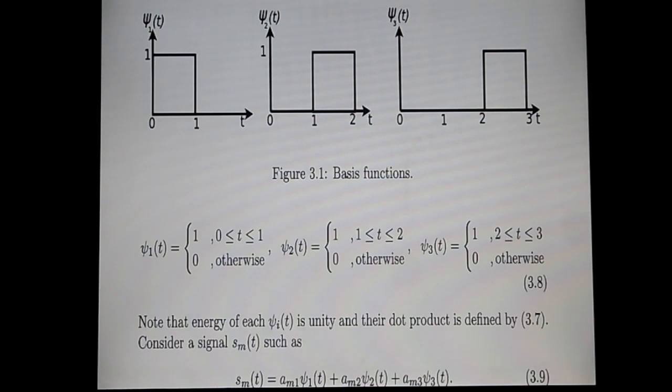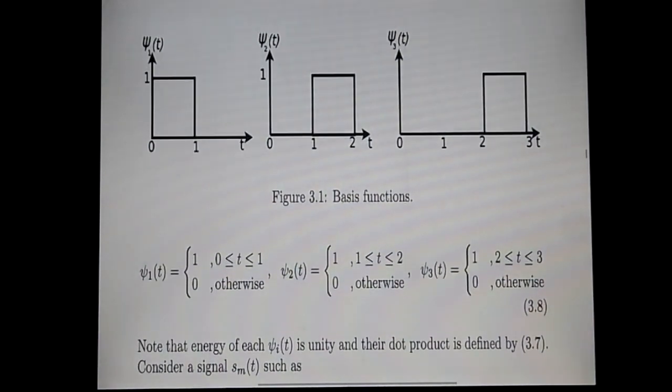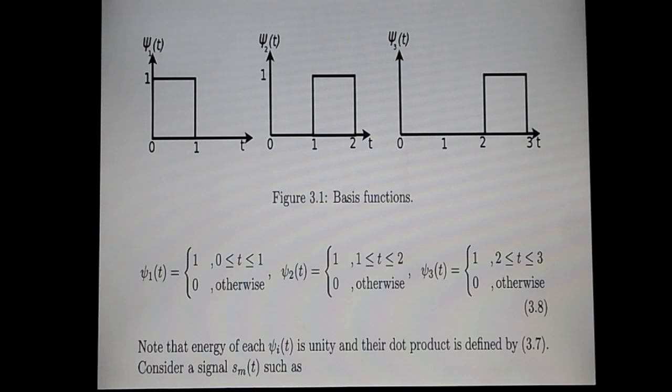And if you try to find out their dot product, again you would find that the dot product is 0. Psi 1 of t and psi 2 of t, if you multiply these two and integrate, you would get 0. Similarly, psi 2 of t, psi 3 of t, if you multiply these two and integrate, you would get 0. So these two properties are already there in this set of basis functions. They are orthogonal, and their energies are unity.